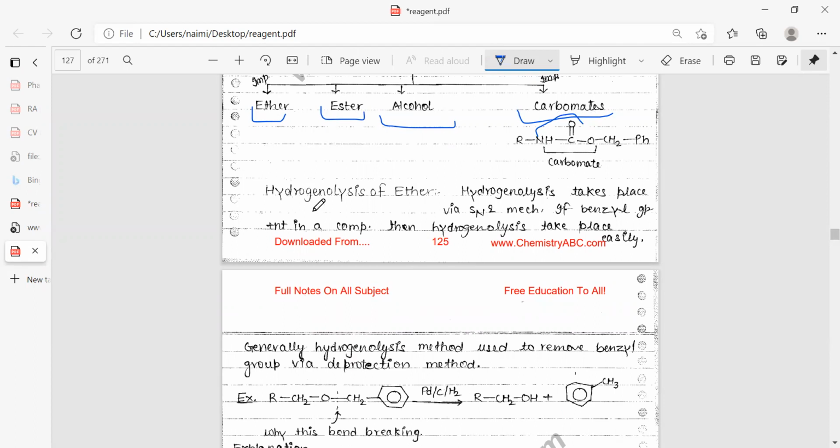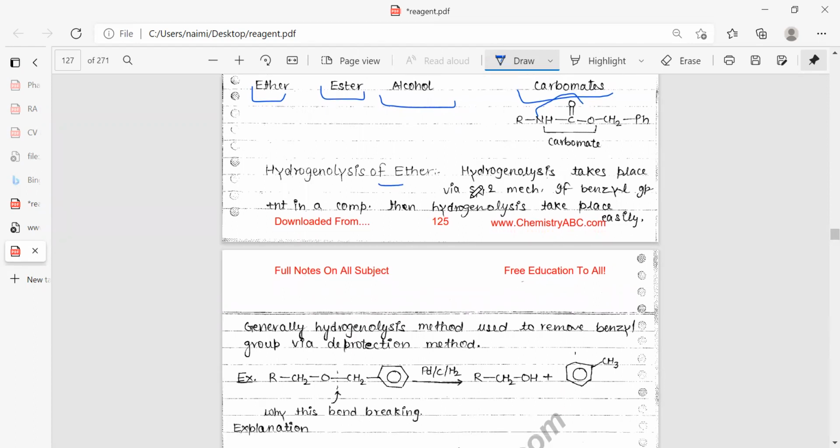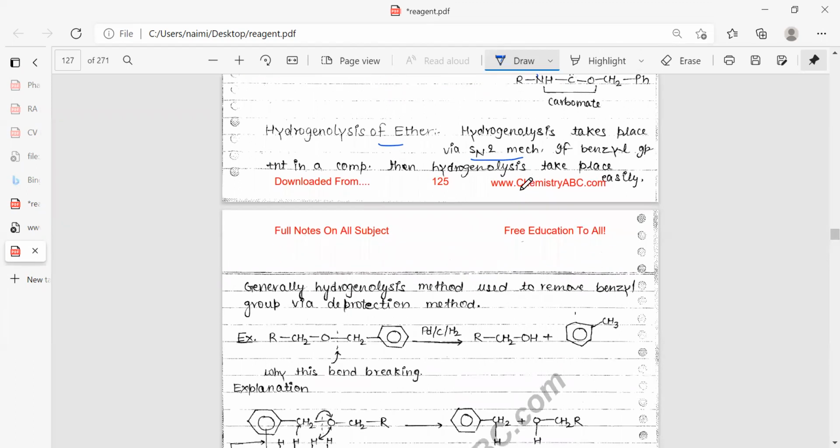Okay, so next one, hydrogenolysis of ether. Hydrogenolysis takes place via the SN2 mechanism. SN2 means a one-step reaction, and inversion of configuration takes place with backside attack. It is the characteristic of SN2. Like that, stability of carbocation, primary, secondary, tertiary. If a benzyl group is present in a compound, hydrogenolysis takes place easily.